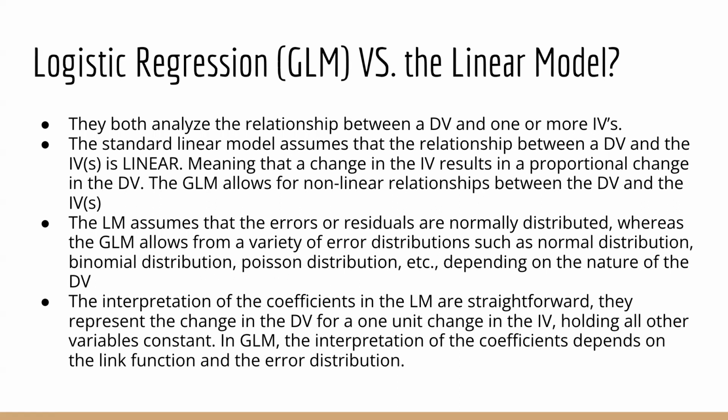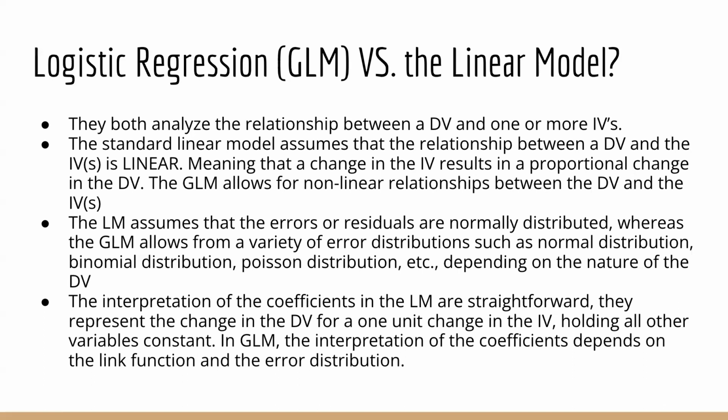The linear model assumes that the errors or the residuals are normally distributed. That's one of the assumptions, whereas the GLM allows for a variety of error distributions, such as normal distribution, binomial distribution, etc. It just depends on the nature of your dependent variables. And the interpretation of the coefficients in the linear model is very straightforward. They represent the change in the dependent variable for one unit of change in the independent variable, holding the other variables constant. But in the GLM, the interpretation of the coefficients really depends on the link function and the error distribution.